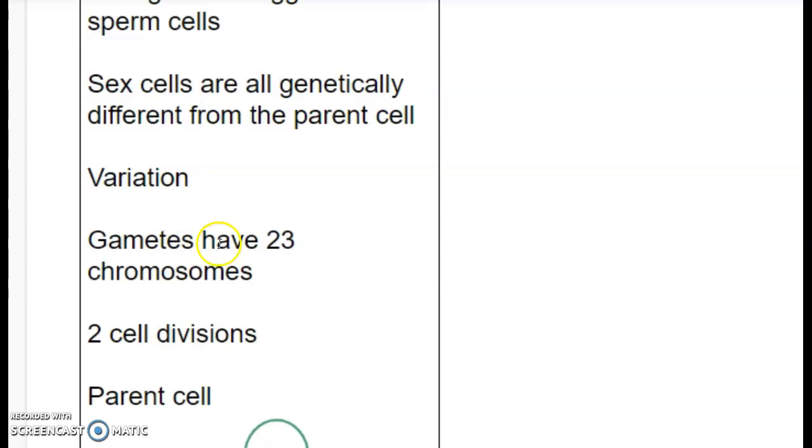So your sex cells have half the amount of chromosomes as your body cells. So when they come together in fertilization, it has the full amount, right? Because 23 plus 23 makes 46. You get half of your genetic information from each parent.